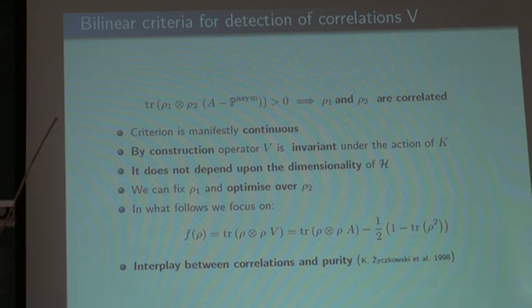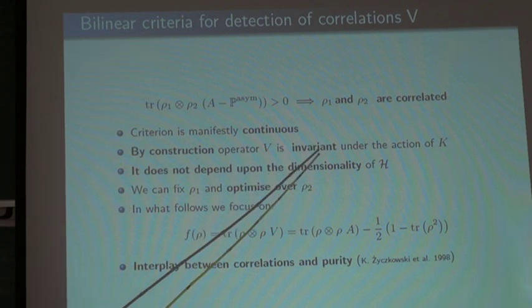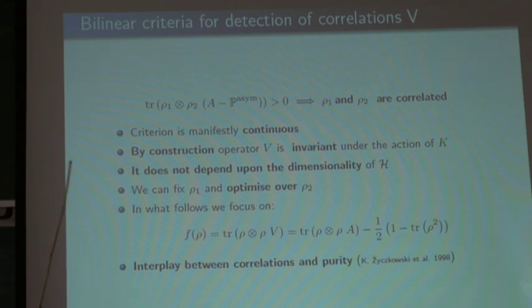So, I just want to summarize what we've got. Whenever we've got such a capital A that defines our class of pure states, we end up with the following criterion for correlations, as defined in the previous part of the talk. It is manifestly continuous. By construction, in all those cases, it is invariant under the action of the relevant symmetry group. What is also nice is that it doesn't depend upon the dimensionality of my starting Hilbert space. In all those cases, I have different Hilbert spaces. They can be finite or infinite dimensional.